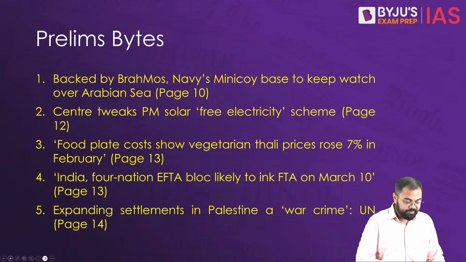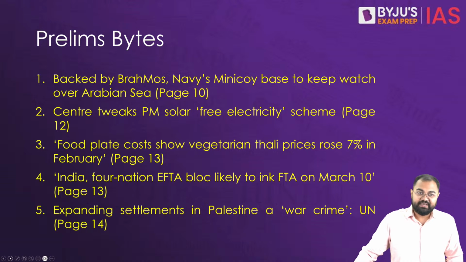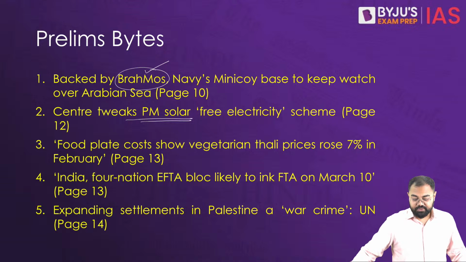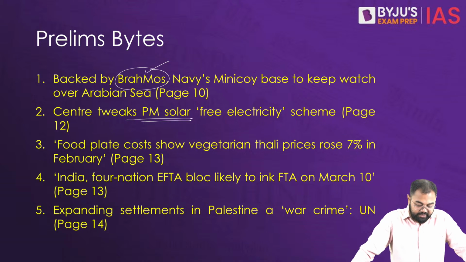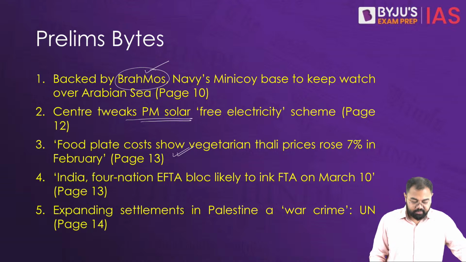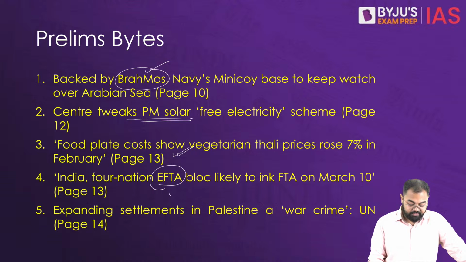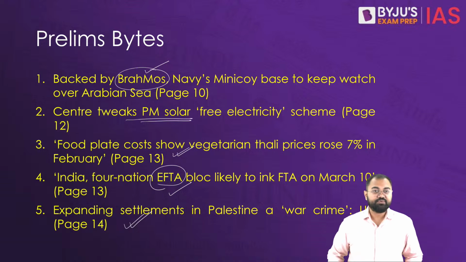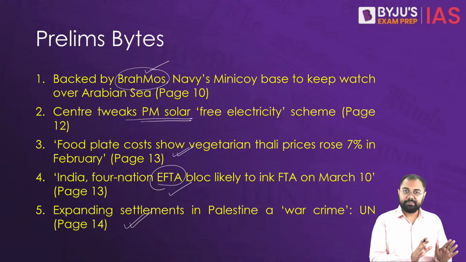Apart from that, from the perspective of the prelims examination, there are 5 articles that we are going to discuss. Now these 5 articles, first is about BrahMos missiles and we'll discuss about what the new idea here is. And then after that we are talking about the new PM solar free electricity scheme. And then after that some data with regards to inflation, the food prices. And then what is EFTA we'll discuss, and then after that there is one small update with regards to the Israel-Palestine issue. So we'll discuss about all these from the perspective of prelims and some of the updates.